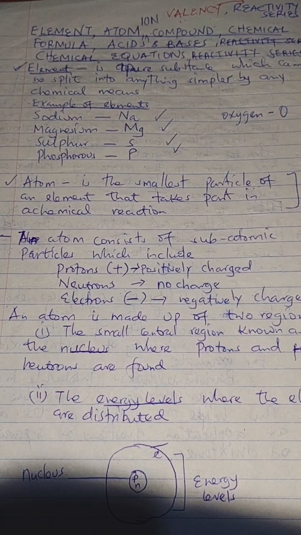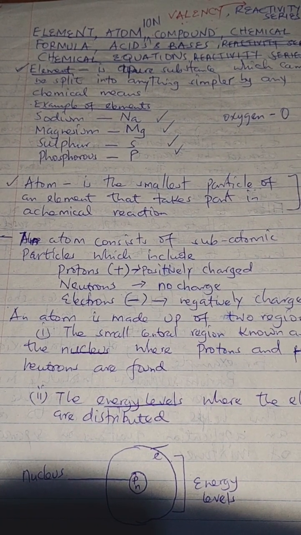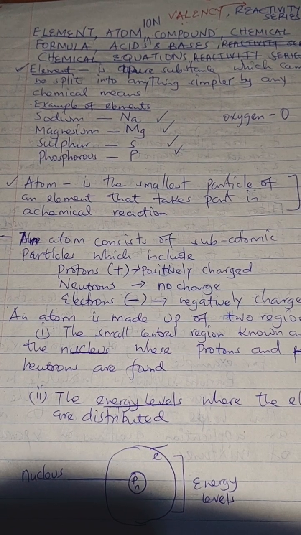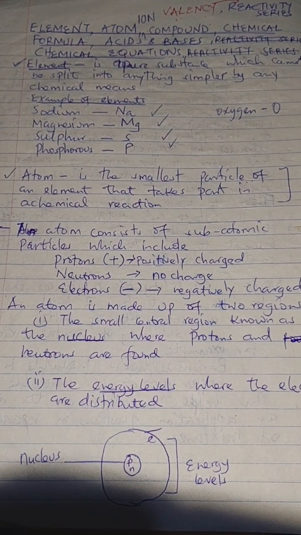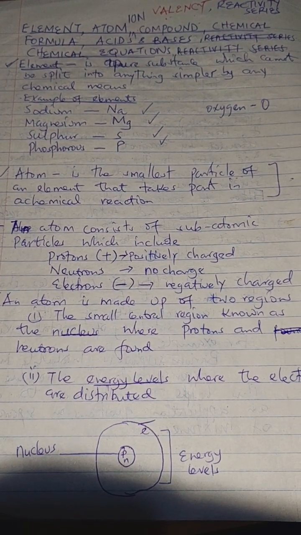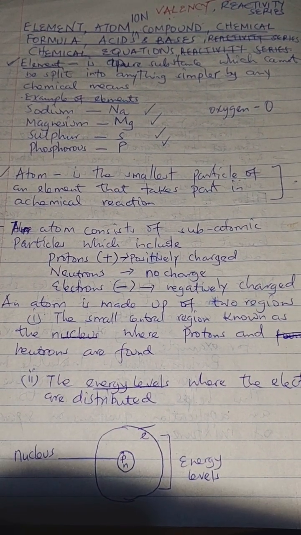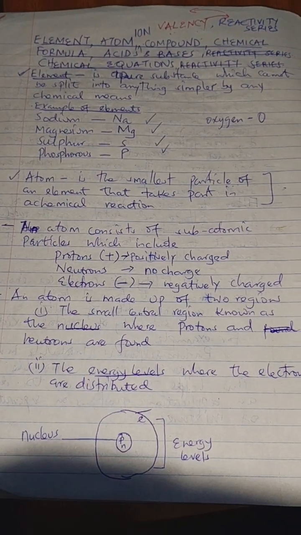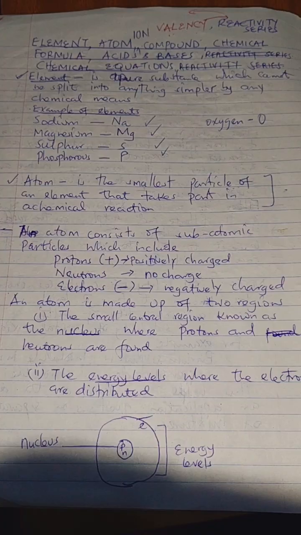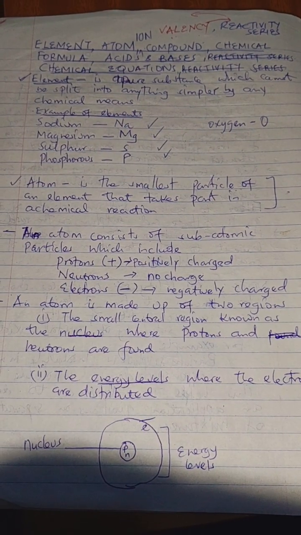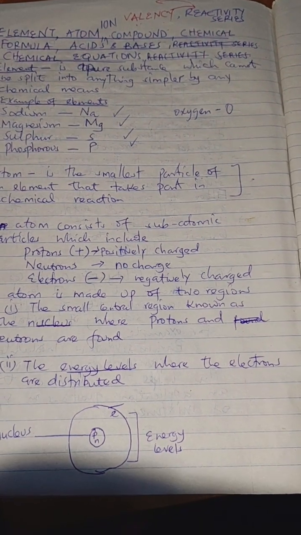We said that an atom consists of subatomic particles, which include protons found inside the nucleus, and they are positively charged. We have neutrons inside the nucleus. They have no charge. We have electrons, which are in the energy levels outside the nucleus, and they are negatively charged. So an atom is made up of two regions. Number one, the small central region known as the nucleus, where protons and neutrons are found. Number two, the energy levels where electrons are distributed.